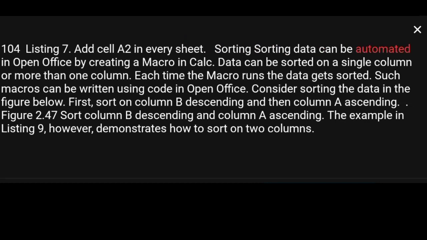Sorting data can be automated in OpenOffice by creating a macro in Calc. Data can be sorted on a single column or more than one column. Each time the macro runs, the data gets sorted. Such macros can be written using code in OpenOffice. Consider sorting the data in the figure below. First, sort on column B descending and then column A ascending. Figure 2.47: sort column B descending and column A ascending.